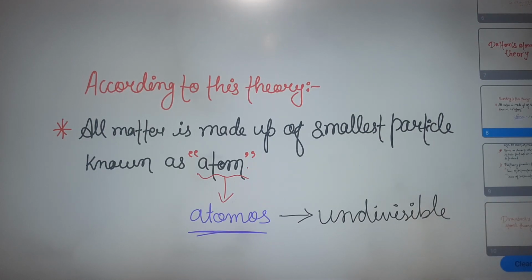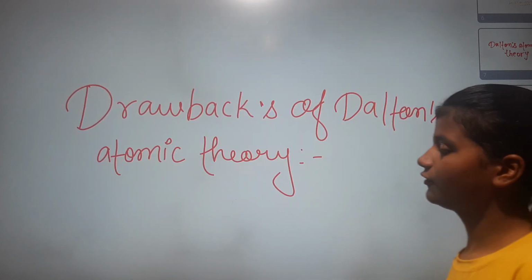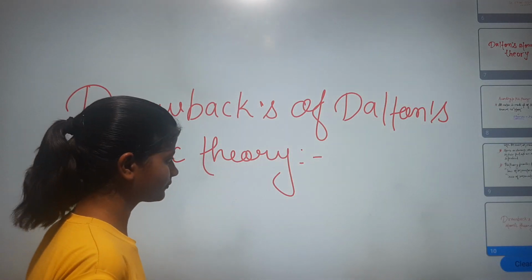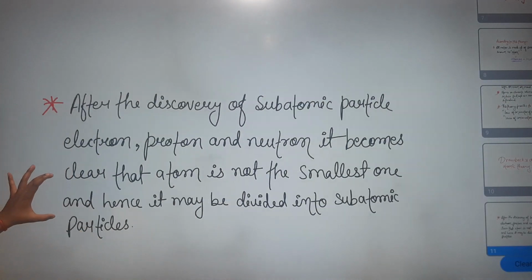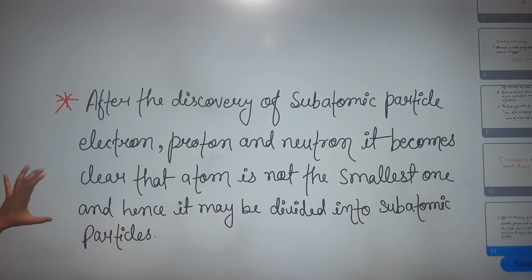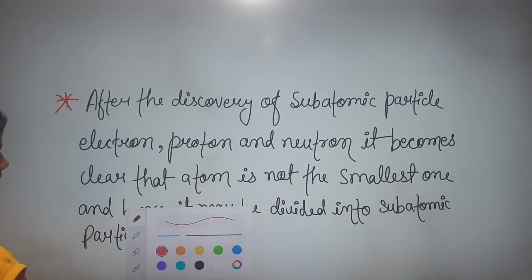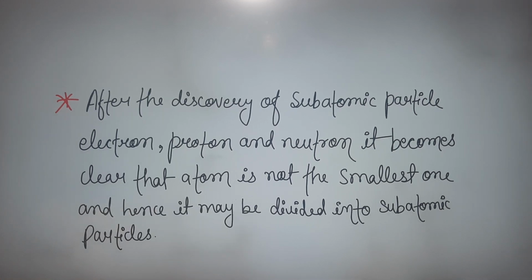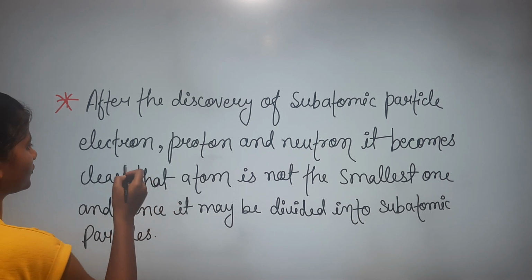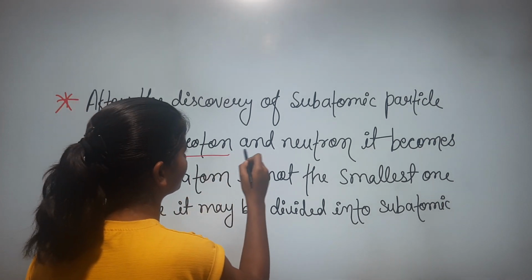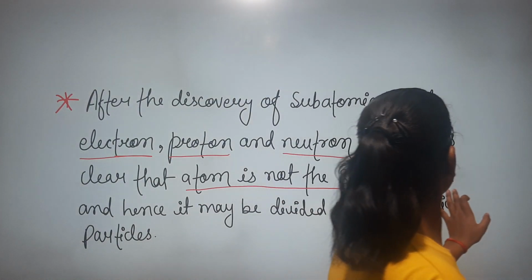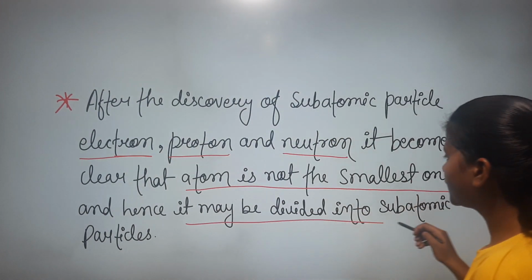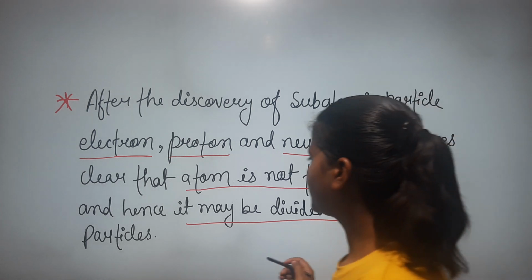So this one is all about Dalton's atomic theory. Now let's see the drawbacks of Dalton's atomic theory. This is the drawback of the Dalton atomic theory, that after the discovery of subatomic particles like electron, proton, and neutron, it becomes clear that atoms are not the smallest. Hence, they may be divided into subatomic particles.